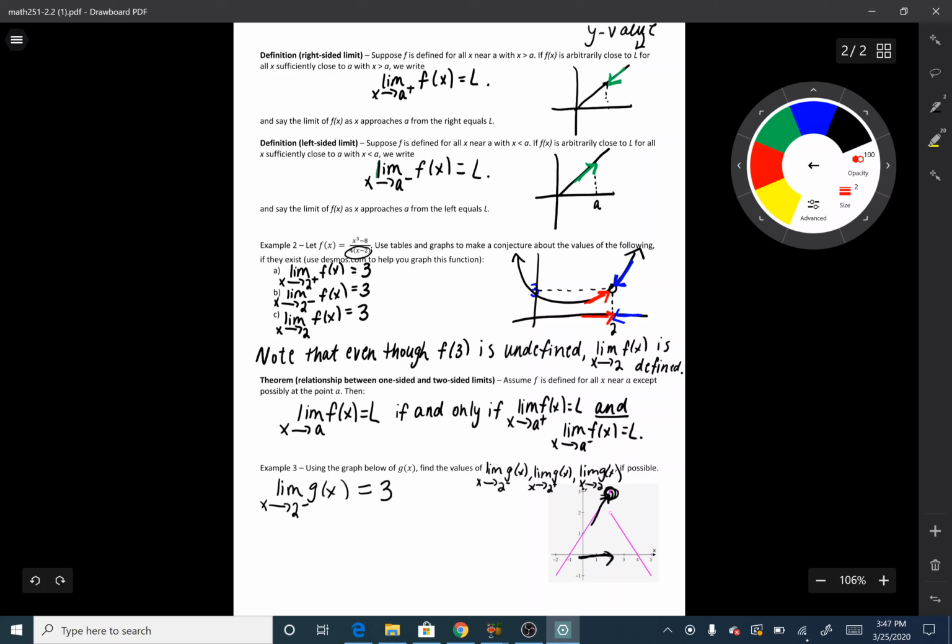The limit as x approaches 2 from the right of g of x. So now I'm approaching 2 from this side of our function, which means I have to look at this side. And I can see that this strand right here is approaching the y value of 2. So in this case, our left-sided limit and our right-sided limit do not agree with each other, right? They're not the same.